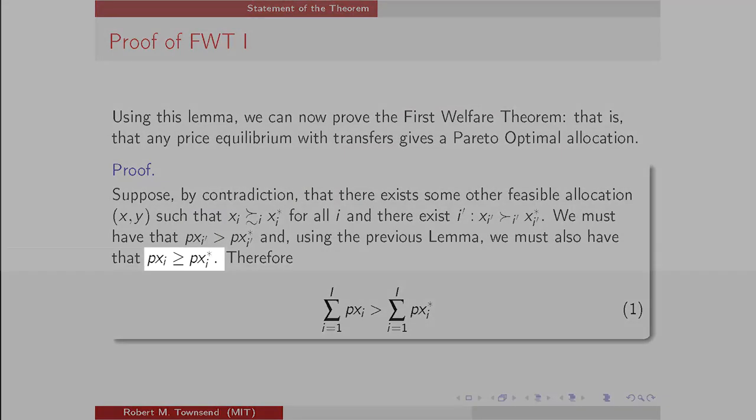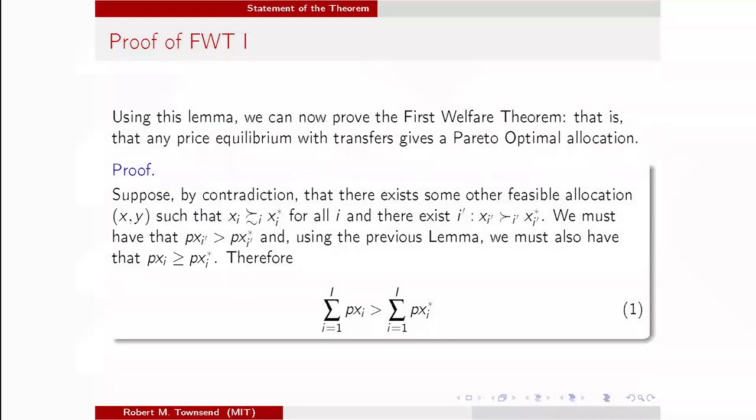We already know that expenditures are not less. So we have strictly greater, weakly greater expenditures of the alternative supposed dominating allocation compared with the given competitive allocation. Let's sum up the values over all the households i, and we're going to get a strict inequality. So if it were true that there exists an allocation which Pareto dominates the competitive equilibrium, it would be associated at the equilibrium prices with a higher aggregate expenditure.